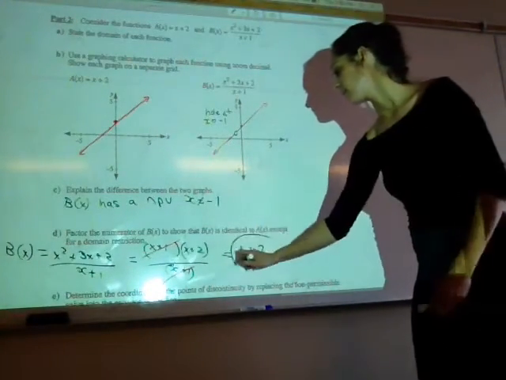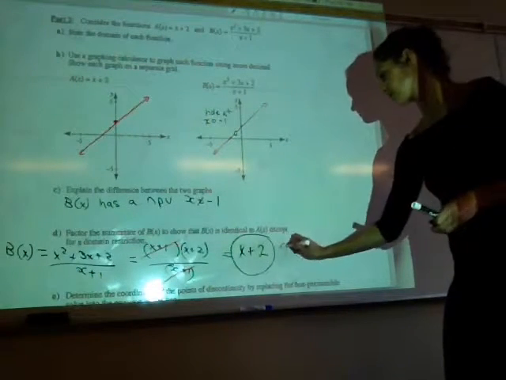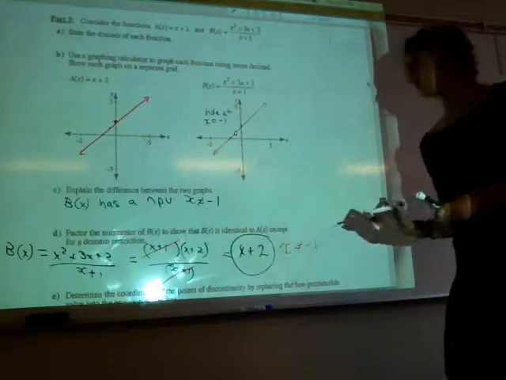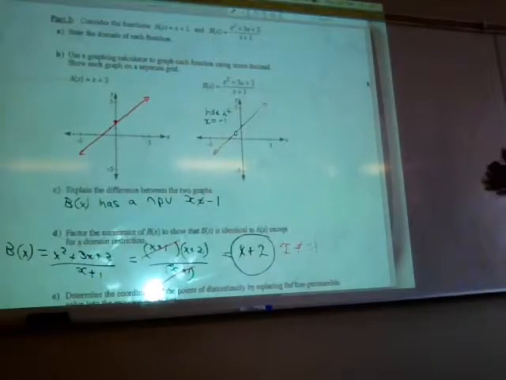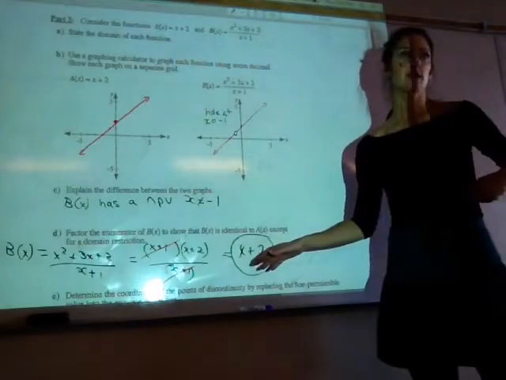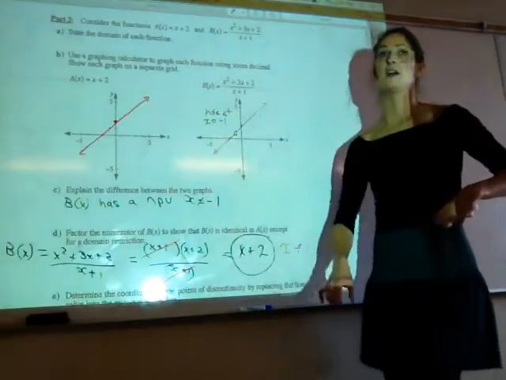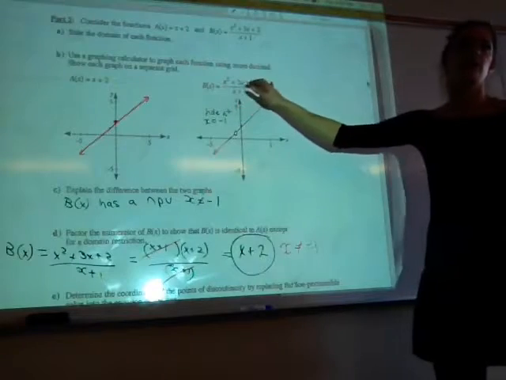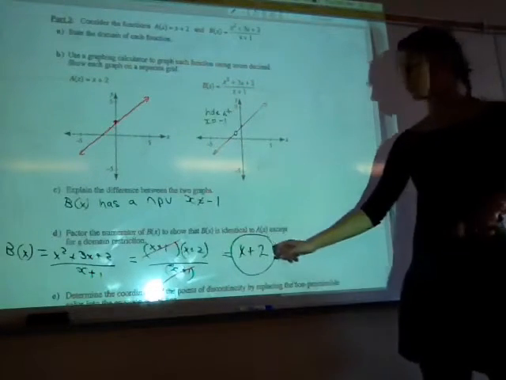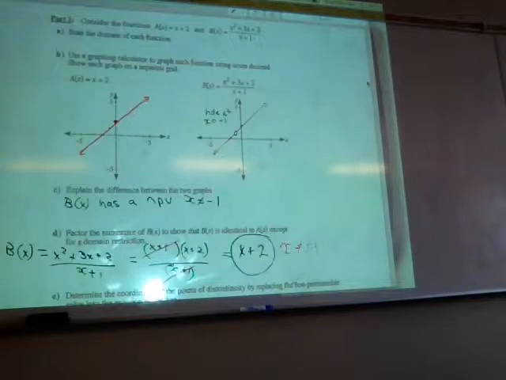But what do we have to remember that this graph had? A restriction of x cannot equal -1. So although the simplified expression looks exactly the same as just a line, we have to remember where it started. It had a denominator, it had a restriction on that denominator. So it's a line, but we have a hole. In part E, we're going to find the coordinate of that hole.